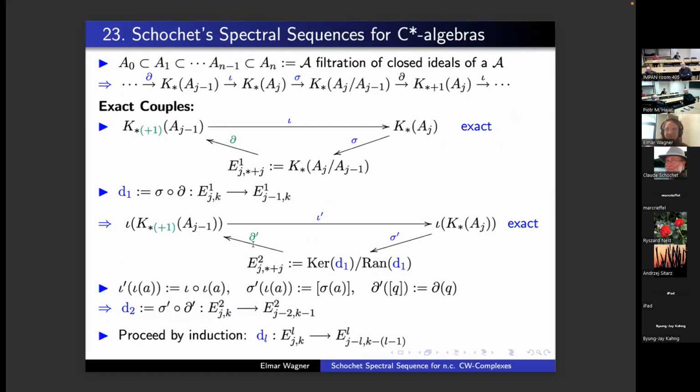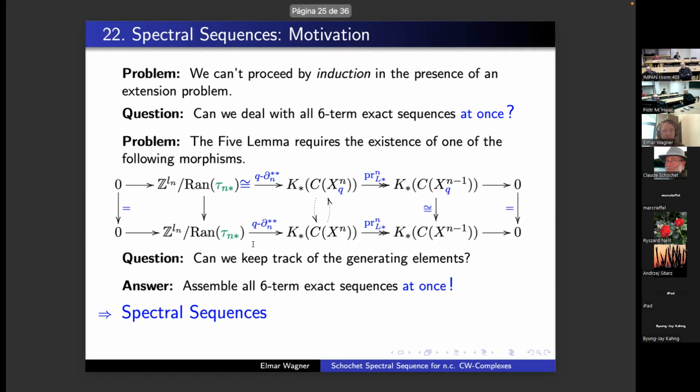Could you go back again? Sorry, when you write this problem, and when you say that the 5 lemma requires existence, and then you have these 2 dotted arrows. Yeah, one is enough. Why does it say require? I'm confused. Well, I need the morphism to apply it. If there's no morphism, I cannot apply the 5 lemma. Okay, I got it. Okay, yes, thanks.